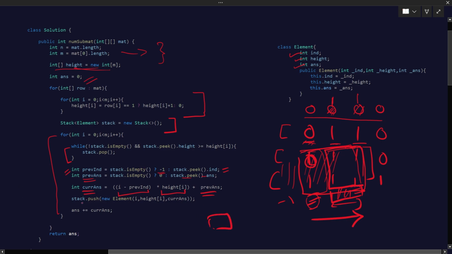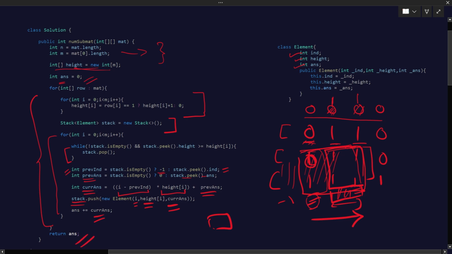So this we will just push into our stack, so it would be i which is the index, then the height of this current row, and then the answer for this current cell, which would be used for calculating all the values towards the right. Now we will just add this answer to our answer variable. In this manner we will calculate this for all the cells, and then at the end we can simply return our answer.